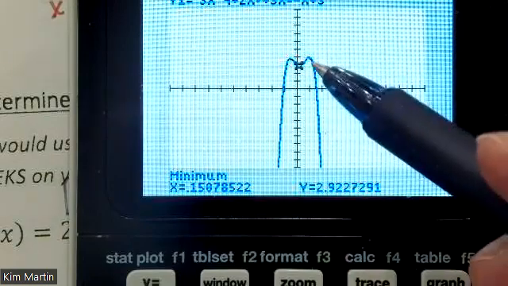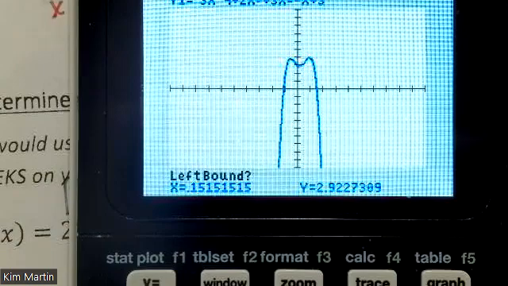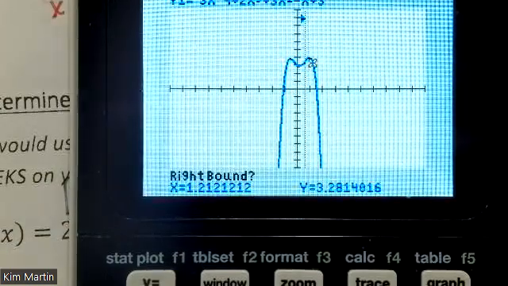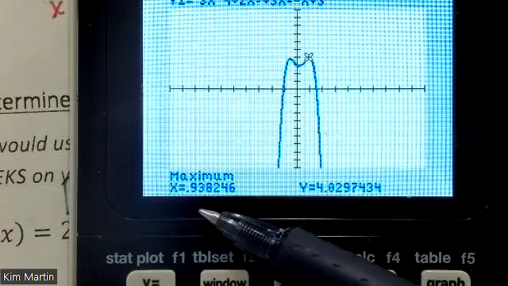And then we have another maximum over here, second calc 4 for maximum. Put it on the left-hand side, somewhere on there. Now we put it on the right-hand side. And now we go graph, or hit enter again for our guess.